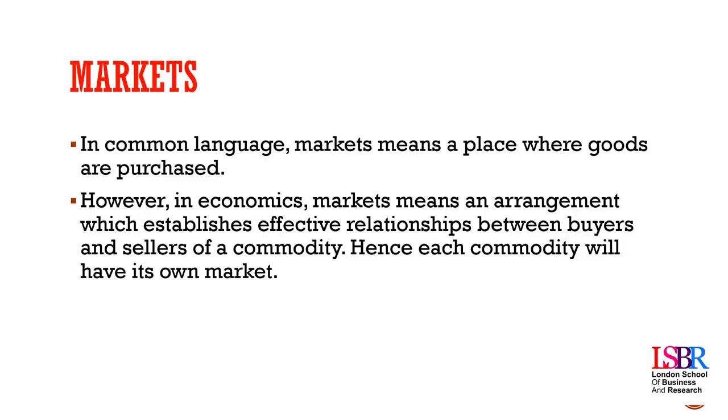So in economics, it's all about modeling. In order to model something effectively, you need to model each individual market separately for each commodity. So for us, each commodity has its own market. There's a different market for mobile phones, a different market for televisions, a different market for laptops, a different market for furniture. So all of these things have different markets, okay?